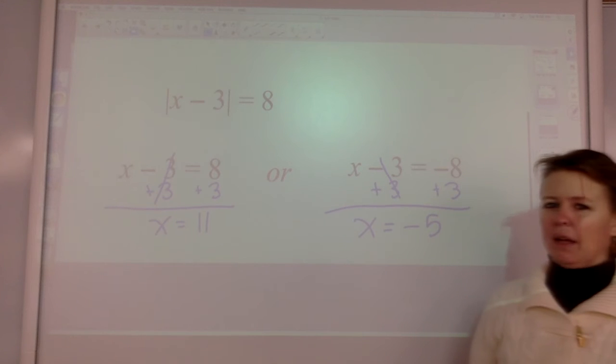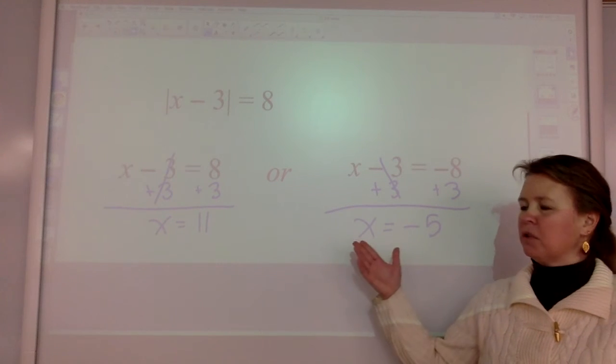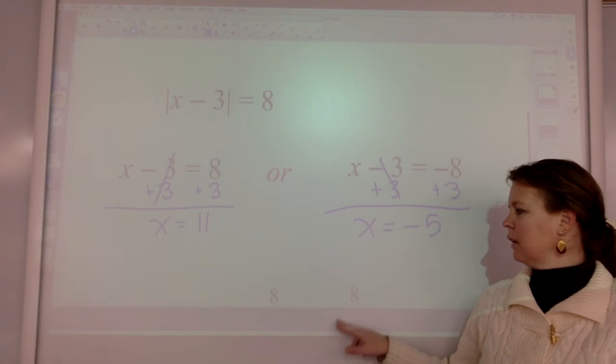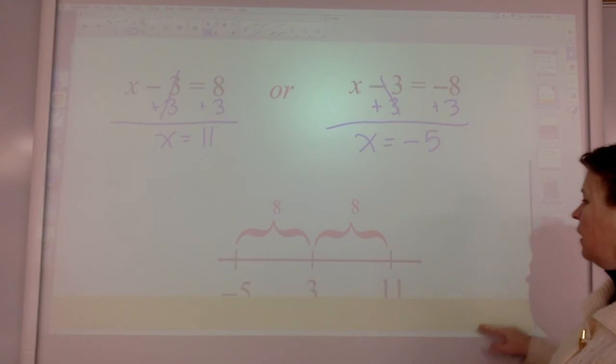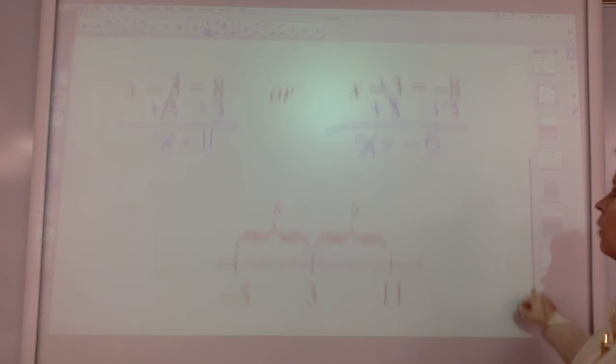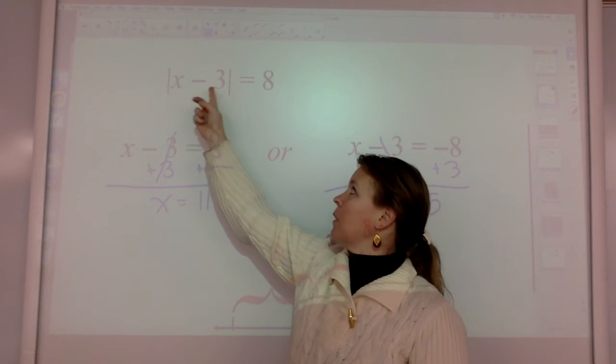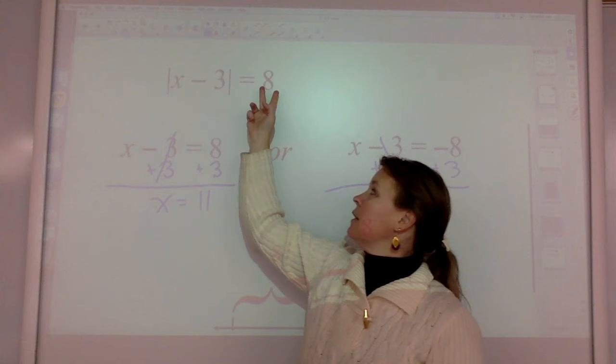So right now you might be thinking, like, how does that work? How are the numbers so different from +11 to -5? Let's take a look at it on a number line. And yeah, you could draw this if you wanted to. We wanted to know how far x is away from 3, that it's a distance of 8.